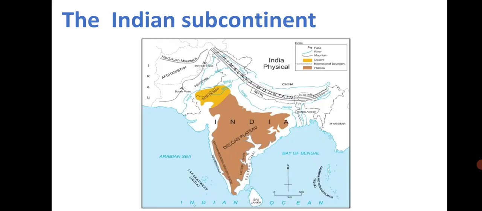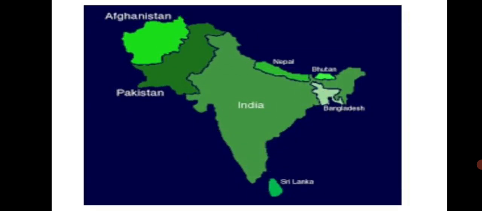Let's learn about the Indian subcontinent. The cities of Harappa and Mohenjo-daro are in today's Pakistan. Afghanistan, Pakistan, Nepal, Bhutan, Bangladesh, Sri Lanka, and India together form the region known as South Asia. Considering the expanse and significance of India in this region, it is also known as the Indian subcontinent.